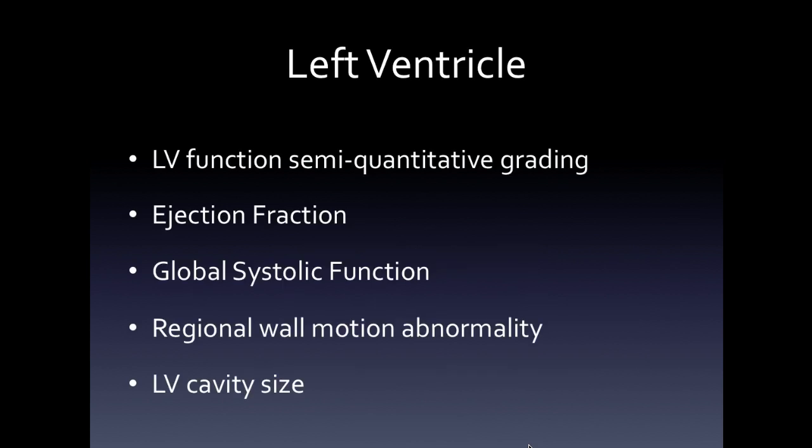The oncologists will often say, please give us a number. I say, well, it's not really a number, it's more a continuum, but we give them numbers anyway to keep them happy. We'll talk a little bit about global systolic function. We'll touch on regional wall motion abnormality. That's really a whole talk in itself.